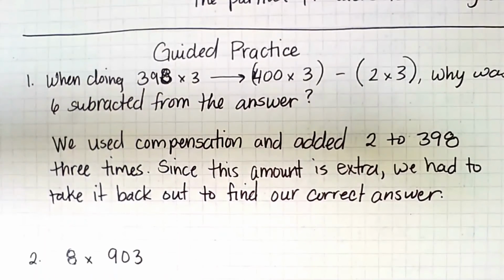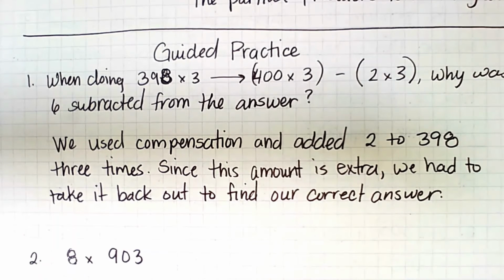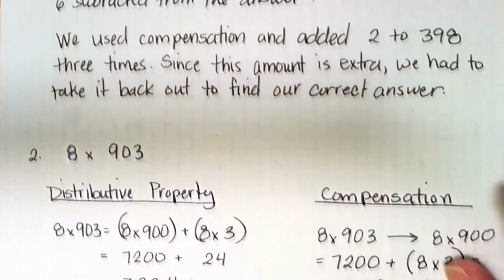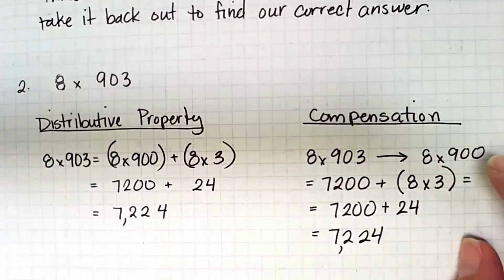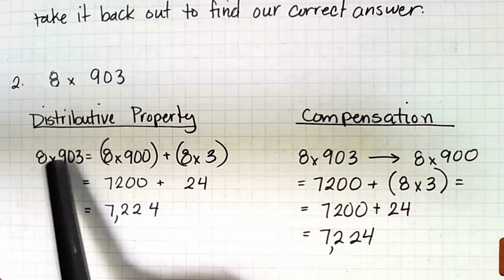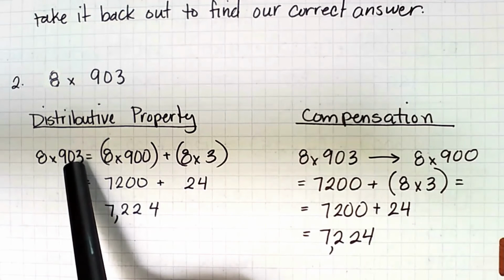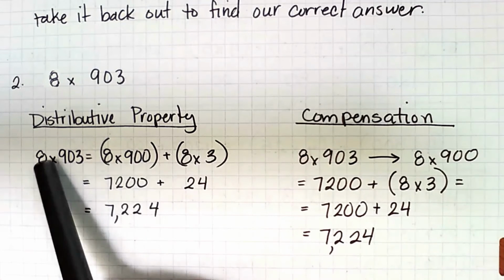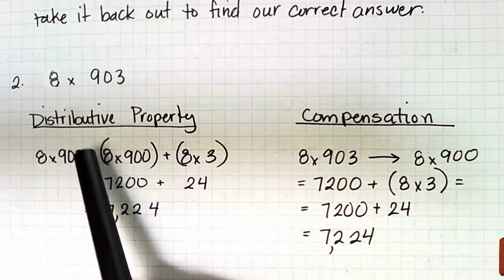Now for number 2, it said use any strategy, any kind of mental math strategy to do 8 times 903. Now what I did here was I gave you 2 different ways. So one way using the distributive property, one way using compensation to show you that you can use either one and you'll still get to your correct answer. Now for 8 times 903, I broke that 903 into 900 and 3 more. So 8 times 900 and then 8 times the 3.